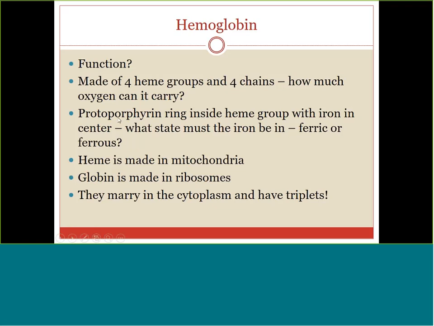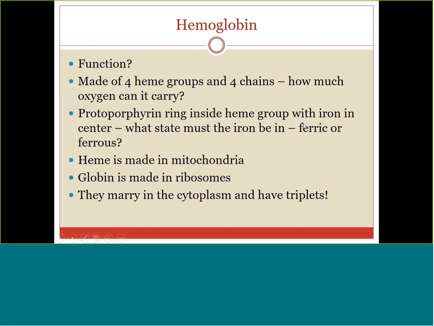Within the heme group is a protoporphyrin ring. The protoporphyrin ring is made of carbon, nitrogen, and hydrogen molecules, and inside the center of that is iron. And iron has to be in the ferrous state. We want it in the ferrous 2+ state. Otherwise, we're not going to bind and deliver oxygen correctly.